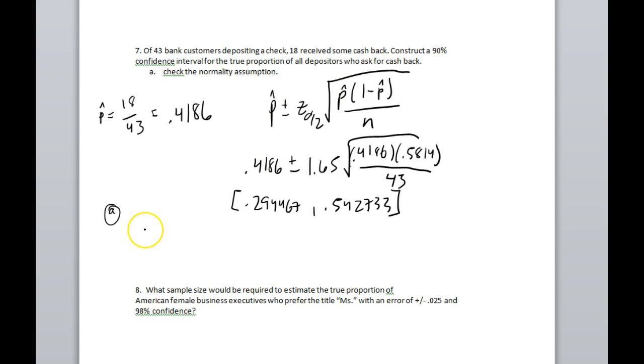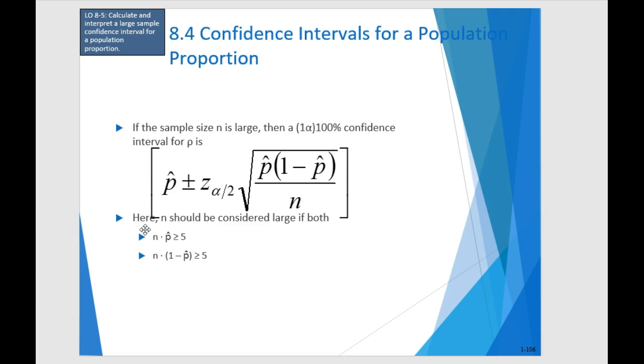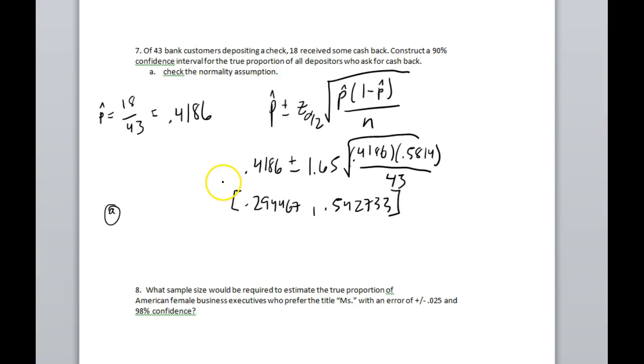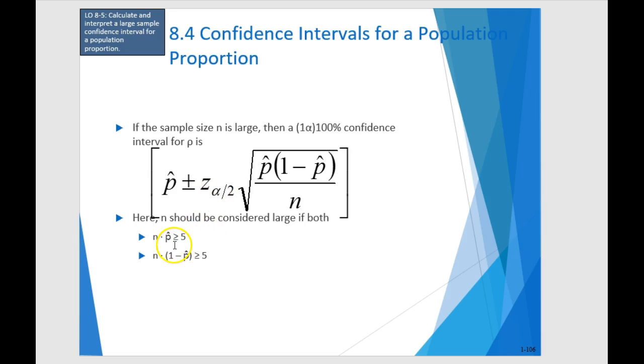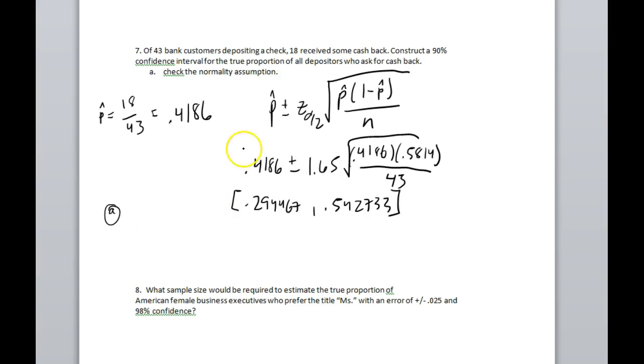Then it says check the normality assumption, and we also had that. We assume that it's normal if n is large. And so that would mean that p hat times n has to be greater than 5, and then 1 minus p hat times n also has to be greater than 5. So that's how we check the normality.